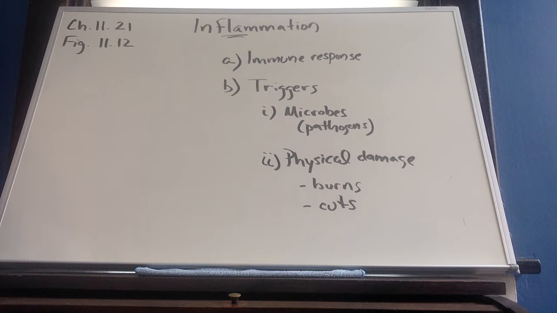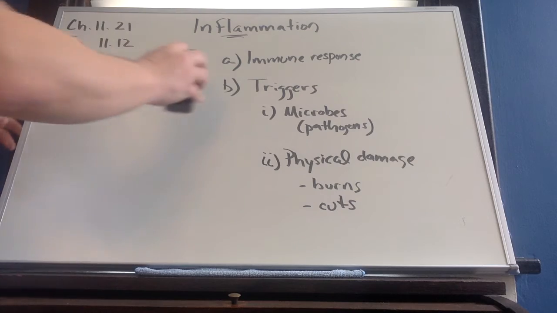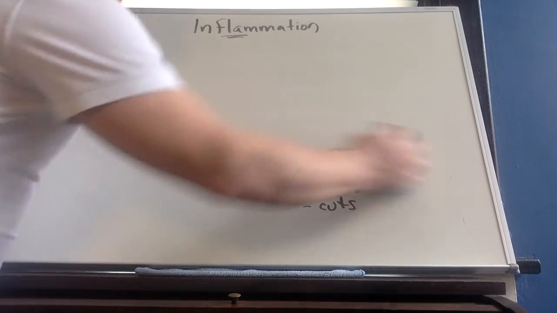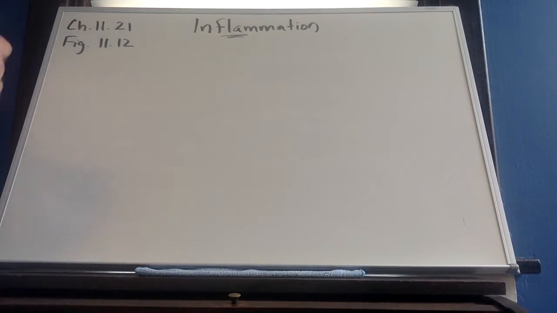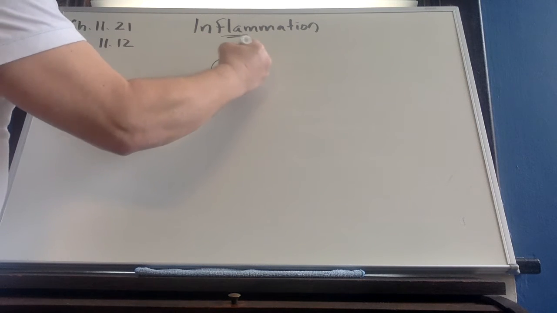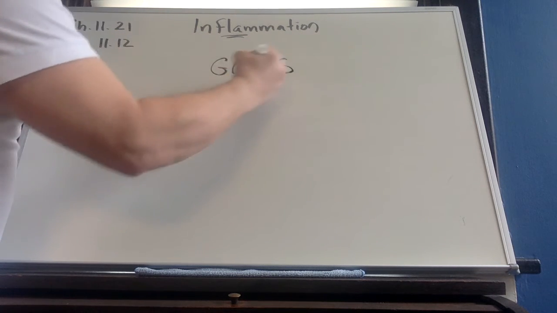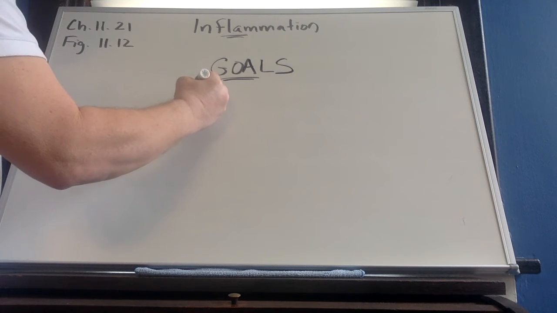But first off, inflammation is a basic immune response. It can be triggered by several different things. It can be triggered by a microbial invasion or pathogens, and it can also be triggered by physical damage. If you get burned or if you have a scrape or a cut, these are all things that can trigger inflammation. There are three major goals of inflammation. So these aren't the steps. This is what the goals of inflammation are.